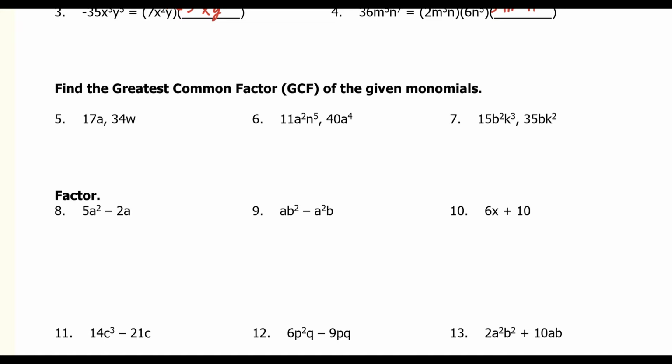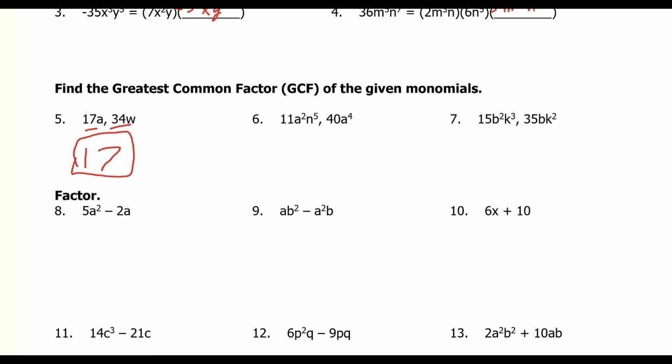Now, if you'll notice, neither of those have a common variable. But what is in common is the fact that 17 and 34 are both divisible by the same number, 17. Okay? 17 goes into 17 once, 17 goes into 34 twice. And there we have it. Alright? So we're looking for the biggest thing that will go into both numbers.